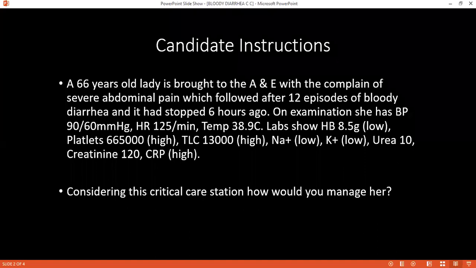Send the blood for investigation, blood routine investigation, and then I'll advise the abdominal X-ray and ultrasound if needed. Okay. How are you going to plan fluid management for this patient?